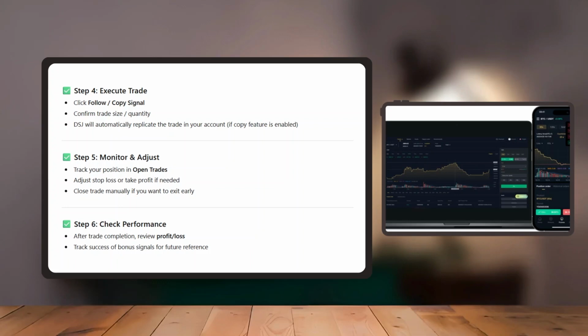Now, click follow or copy signal. Confirm the trade size or quantity you want to use. If your account has the copy feature enabled, DSJ will automatically replicate the trade in your account.